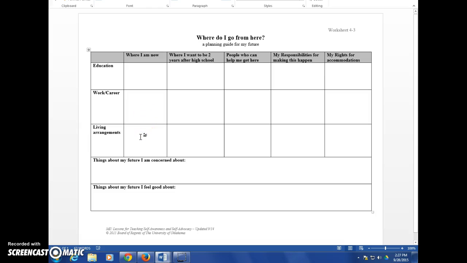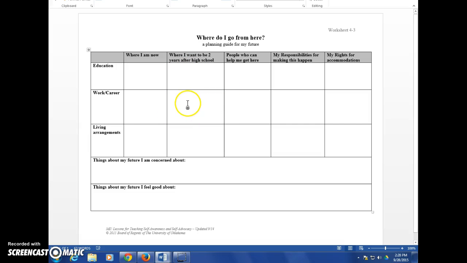Living arrangements, I'm assuming most of you live with an adult somewhere. If you don't, then there's probably a problem. But just write in here where you're living. Where do you want to be 2 years after high school? If you're going to college, then you're either going to be done with your associate's degree in a community college or in the middle of a bachelor's degree in a 4-year college. If you're in a trade school, then you should put that in here.